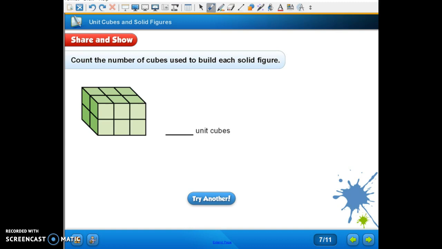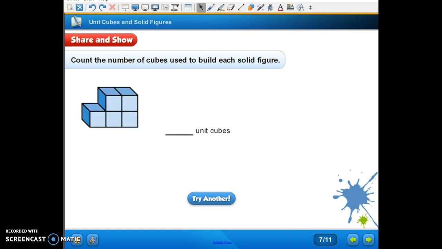Okay, now this is a little trickier. Some of them are hidden. But if you count this, how many are on the front here? 6. 1, 2, 3, 4, 5, 6. Okay, and then how many can we see across the back? 7, 8, 9, but we know there's another row, so 10, 11, 12. It takes 6 times 2, since there's 6 in all.